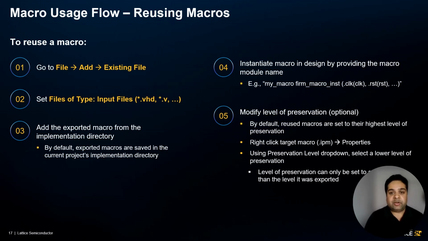By default, reused macros are set to their highest level of preservation. To change this, you can always right-click and select Properties. Under the Preservation Level drop-down menu, you can select a lower level of preservation if needed. Note that you can also set it to a lower level than it was originally exported with. When you're adding a macro, you can set a file type for the input files, such as a .vhdl file or a .v file, to ensure the correct format is selected. You can add the exported macro from the implementation directory. By default, exported macros are saved in the current project's implementation directory.